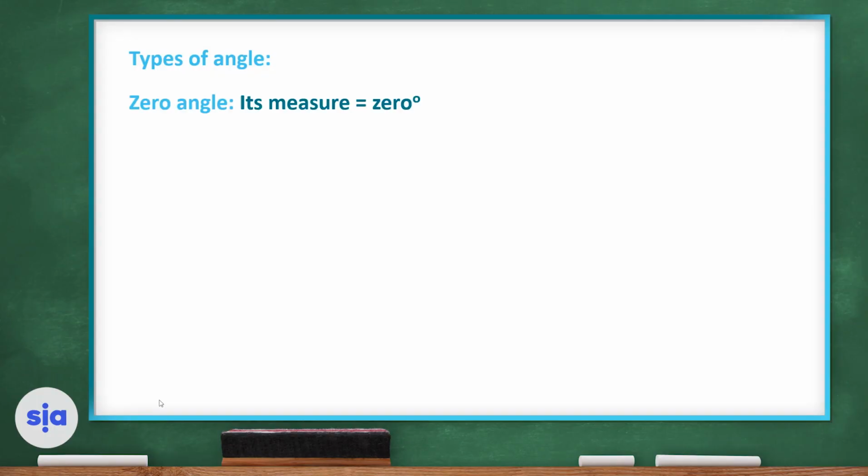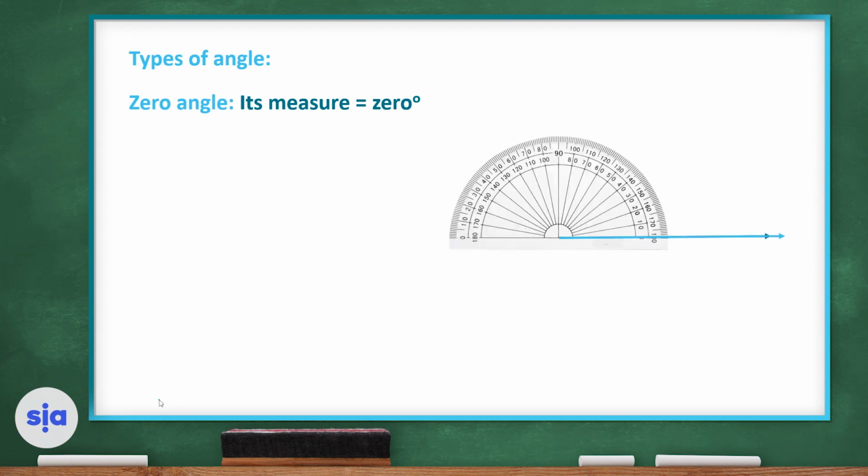Let's now go and work on types of angles. The first angle we have is the zero angle. The zero angle has a measure of 0 degrees. So, for the zero angle, here's the first side, here's the second side. So the angle is 0 degrees. The two sides are on each other, so we call them coincident.